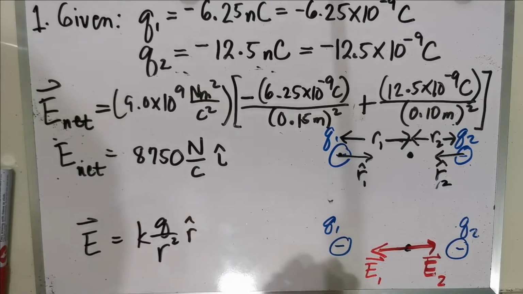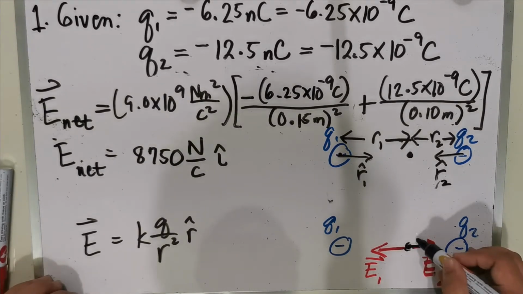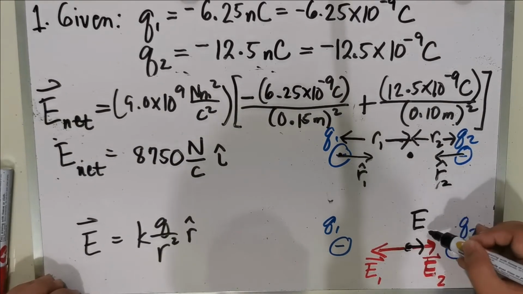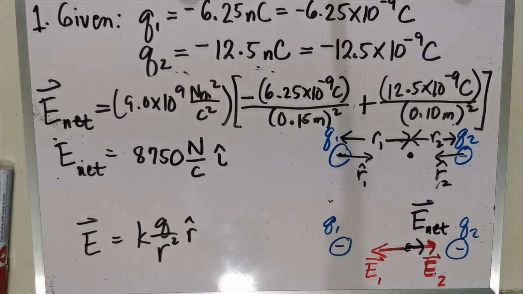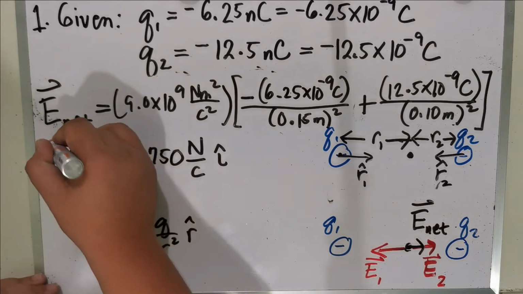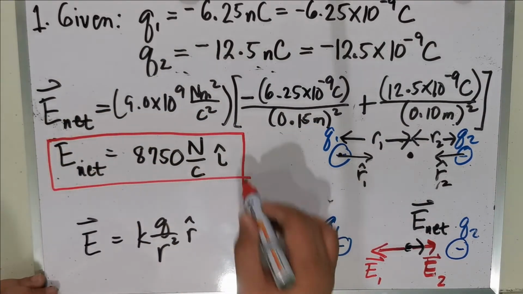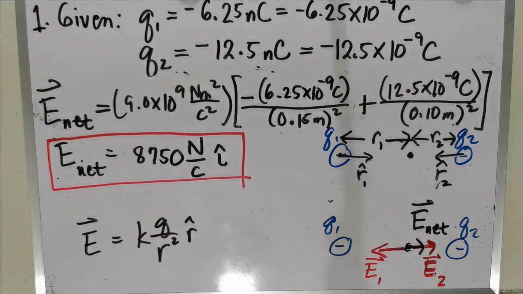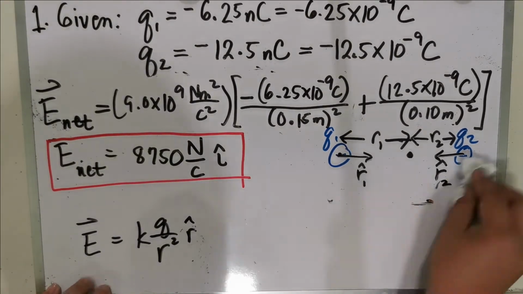So that means to say, the total electric field at point P is directed towards the left. So this is now your net electric field. So directed towards the right. So as I've said, this is now the electric field that these charges produce at point P. Okay? So and lastly, for letter C.